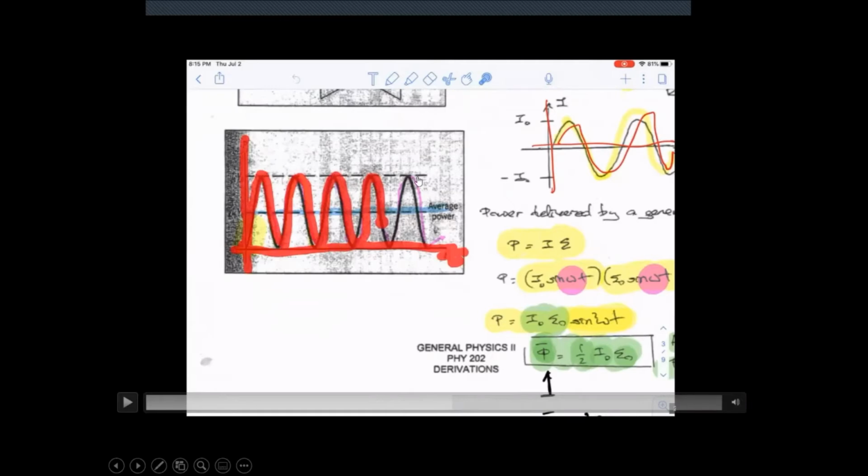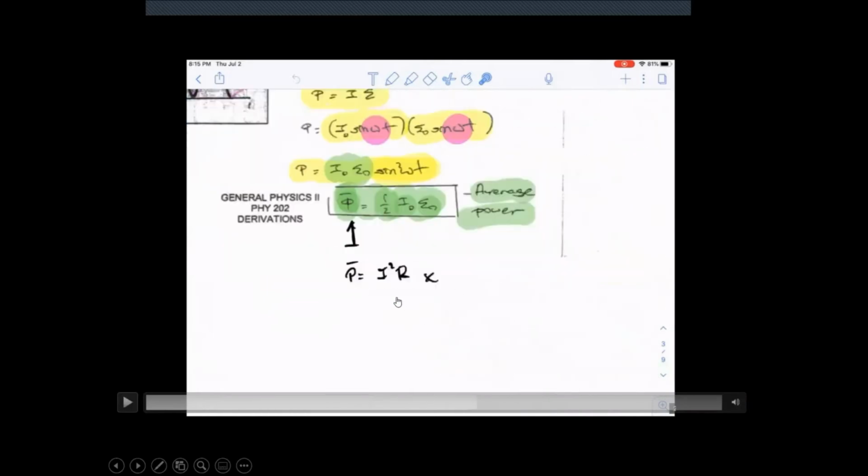They're not going to charge us for the maximum, and certainly not charge us for the minimum power that they're delivering. They will charge us for the average value. The average value is going to be 1/2 of the maximum value. This is your maximum current. This is your maximum voltage. So maximum current times maximum voltage is going to give you maximum power. If you multiply it by 1/2, that's the average power that they're charging us, in essence.